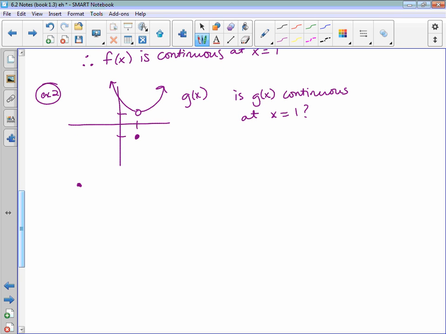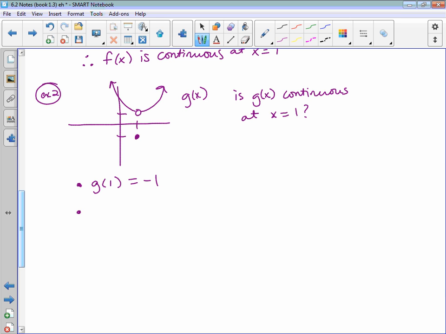So the first one, and instead of f of x this time, we're using g of x. So I need to find g of 1. What does g of 1 equal? It equals something. Negative 1. Do you see that other dot? Yes. Okay. So g of 1 equals negative 1. Everybody's okay with that, right?